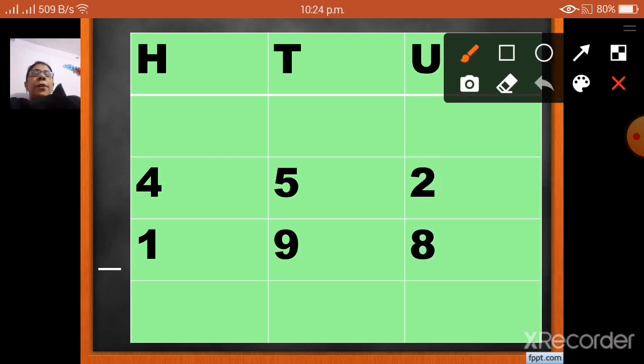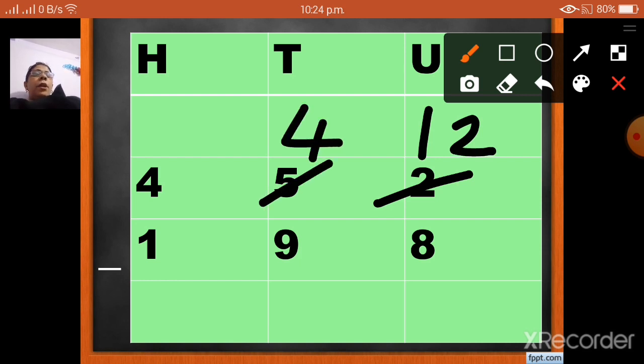Now the numbers in the unit place are 2 and 8. 2 is a smaller number, 8 is a bigger number. So I'll cut this 2 and make it 12. I will cut this 5 and make it 4. So 12 minus 8: after 8, 9, 10, 11, 12. That is, 12 minus 8 is 4.